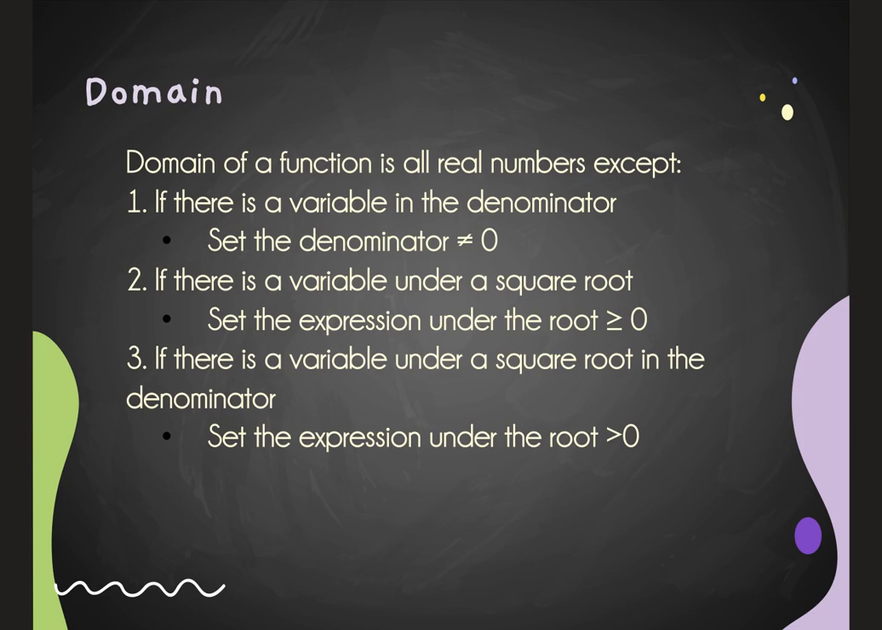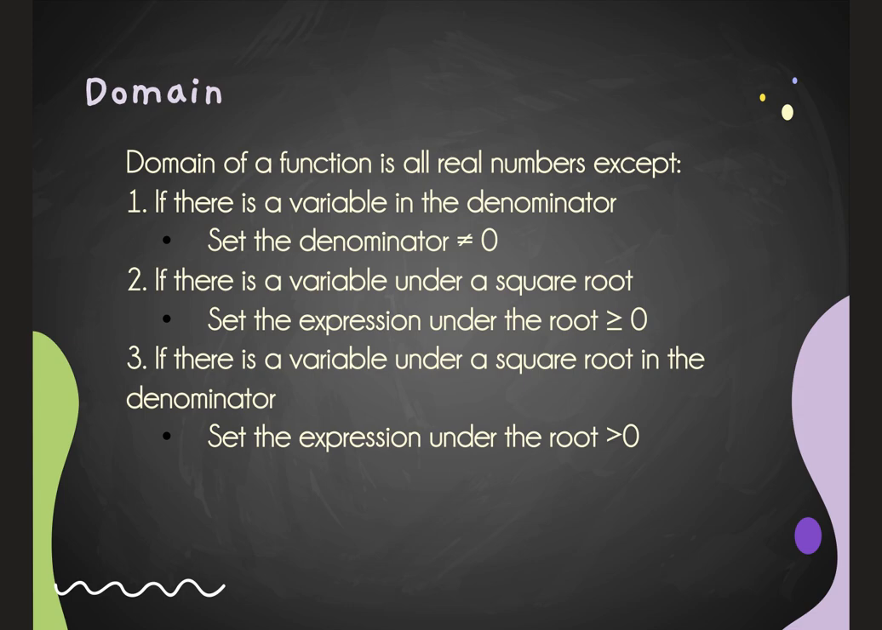Okay, now we're going to review domain. So the domain of the function is all real numbers except if one of these 3 cases happens. If there's a variable in the denominator, we restrict the domain by saying whatever's in the denominator can't equal 0. Because what happens if 0 is in the denominator? The function is undefined, so you literally cannot get an answer there.